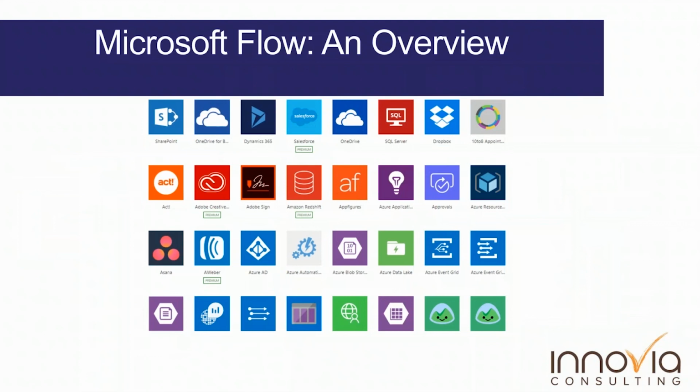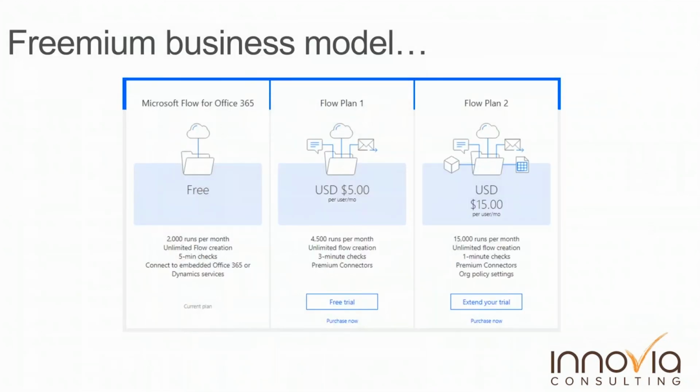So SharePoint, OneDrive, Act. You'll see all kinds of connectors that are available, many of which are free. Now, Microsoft's done a lot with what they call the freemium business model. So you can get started using Microsoft Flow for Office 365. It isn't going to cost you anything. And it'll run 2,000 flows per month, and it'll update on those every few minutes.